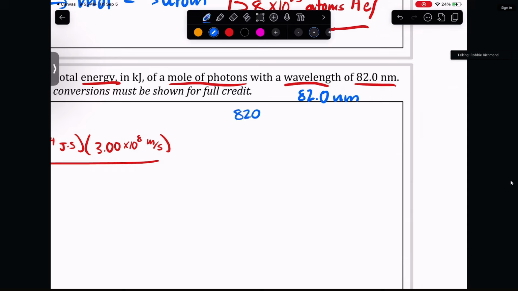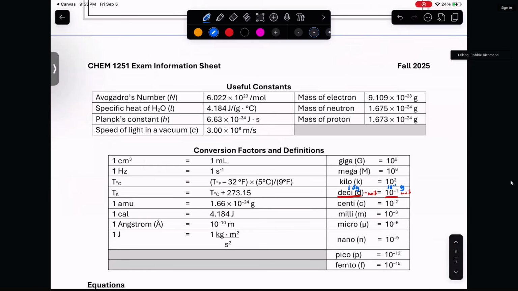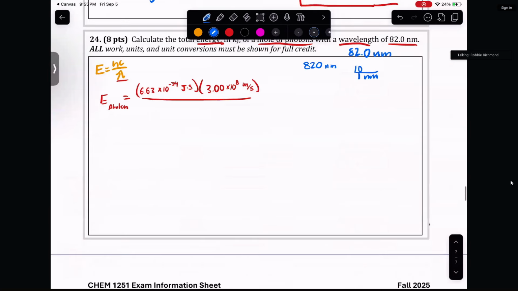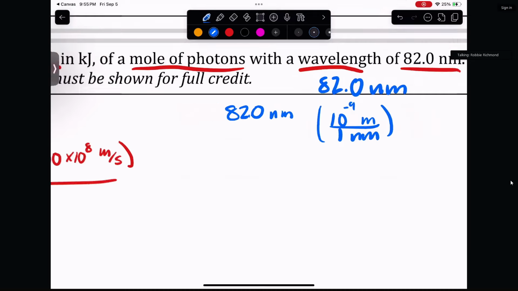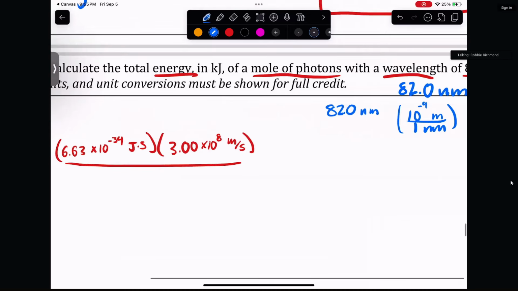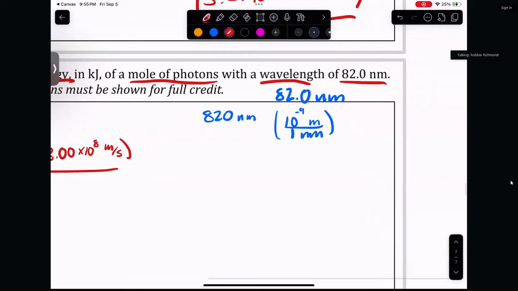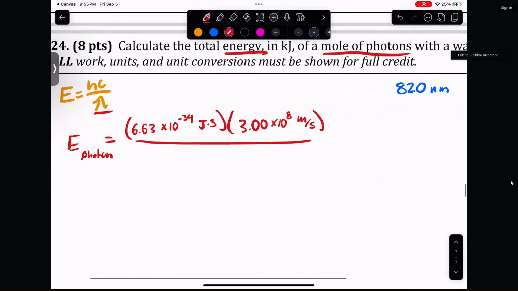82.0 nanometers. Nanometers have to go on the bottom, and as I just said, to reiterate, the 1 goes with the prefix, 10 to the power of, I believe, 9? Negative 9, close. 10 to the power of negative 9 goes with the base unit. Nanometers cancel out into meters, so that's going to be 8.2 times 10 to the negative 8 meters. Throw that in here.